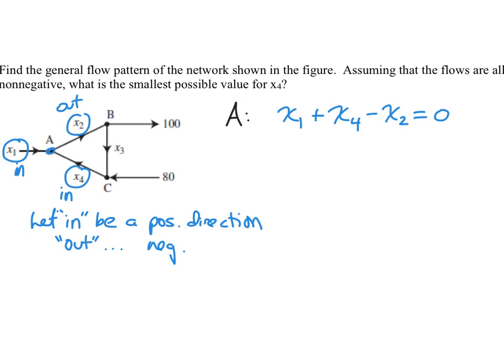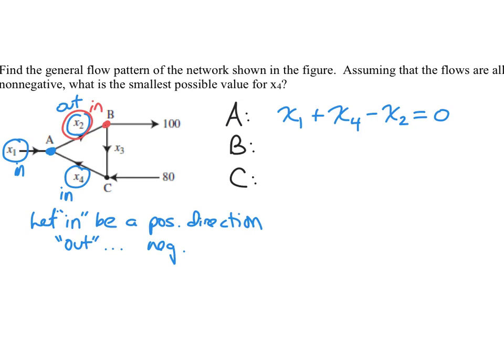And that doesn't violate whatever the line before saying, if you assume that the flows are all non-negative values? Correct, because the flow itself will come out in the wash as either being positive or negative, and it'll work out. All right, and so B, we have x2 coming in now.